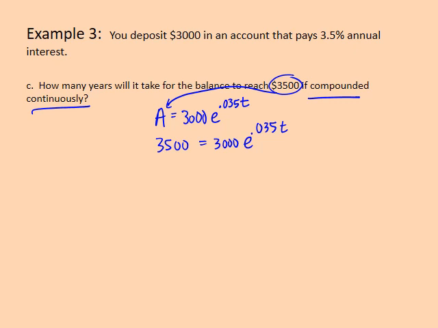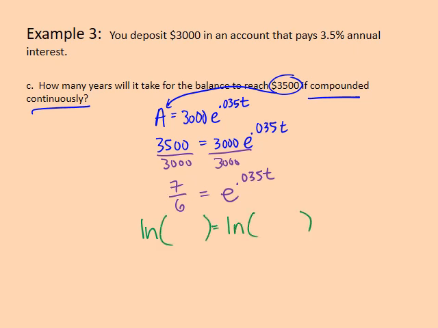So the first thing we need to do is divide by 3,000, which isolates our e, our exponent. When we divide by 3,000, we discover that the decimal is not a nice decimal. So anytime it's not a nice decimal, we need to simplify it to a fraction and leave it as that fraction. So it simplifies to 7/6. Now, because this is an exponential involving e, we need to take the natural log of both sides. So we're going to take the natural log of both sides.